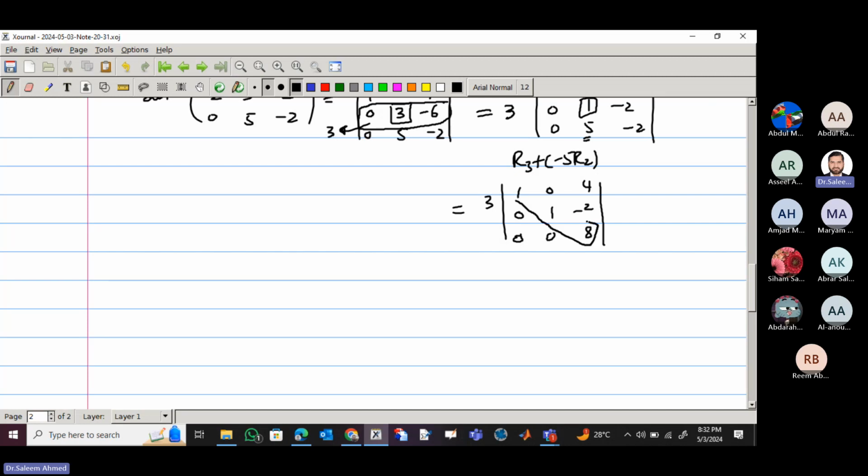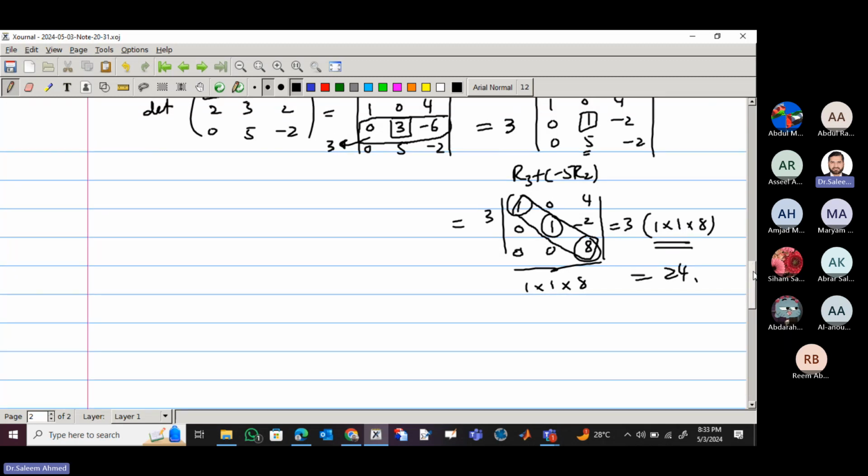Everything is 0 below the diagonal. Now I can write the answer as this determinant is 1 into 1 into 8. Why? 1 is here, 1 is here, 8 is here. So the product of diagonal entries. So the answer is 24.